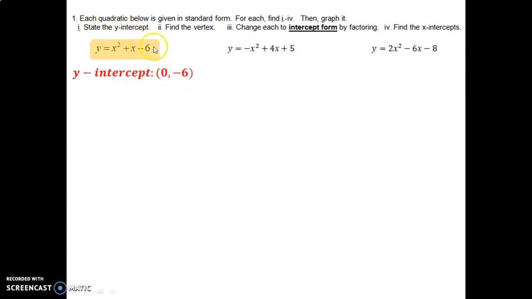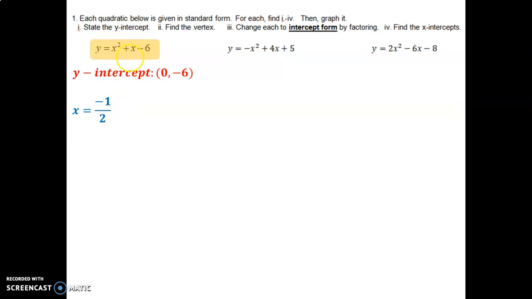Well, we know the y-intercept is determined by the c value here, so our y-intercept is (0, -6). Next, find the vertex. We know we can find the vertex using negative b over 2a, so negative b value is 1, so negative 1 over 2 times the 1 is negative 1 over 2, which is negative 0.5.